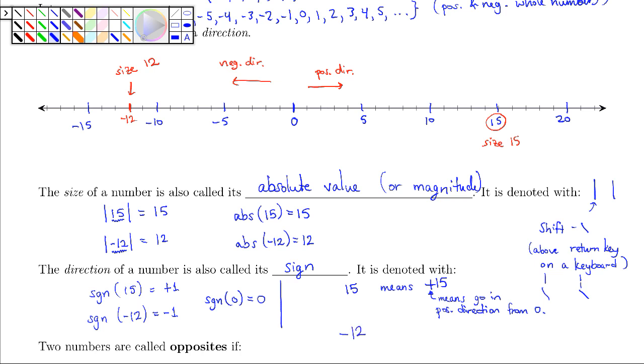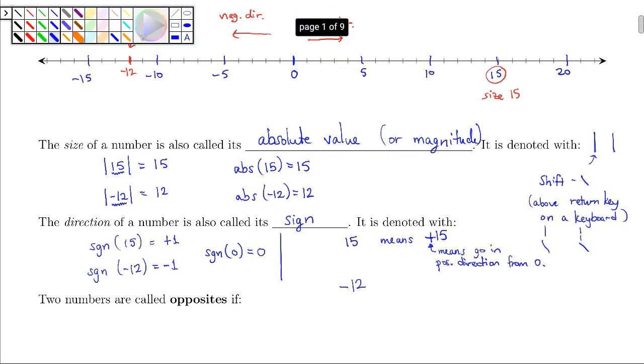And then -12, we pretty much never write negative numbers without writing that negative sign. So that minus sign there really gives you the indication of its sign. So this means that you go in the negative direction from 0.